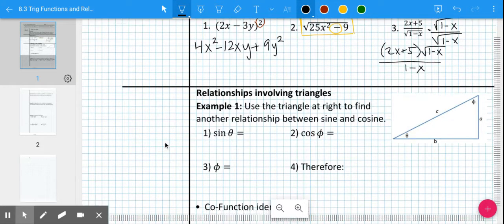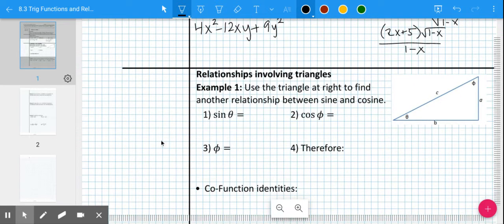Now what I'd like to do is go through a problem with you that'll show this co-function identity relationship. We're going to look at this right triangle. We've got a right angle here at the bottom right. Let's address a couple things, starting with sine of theta. Here's theta. So sine is opposite, which is A, over hypotenuse, which is C. And then in 2, they have cosine of phi. Cosine of phi is over here. Cosine would be adjacent, which is A, over hypotenuse, which is C. So what we should see is that those two are the same. Sine of theta and cos of phi are going to be the same because they're both A over C.